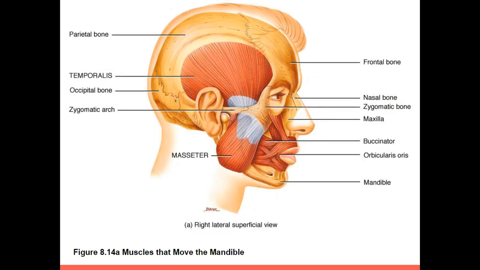And then here's the side view of those muscles too. And you can see there's like the masseter and the temporalis, and there's the buccinator as well. And you can see how they all work together to help you to chew.